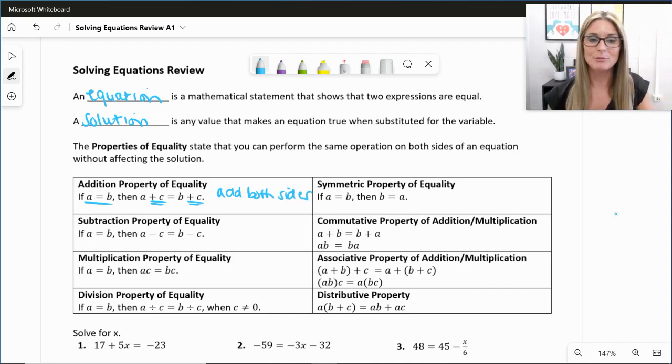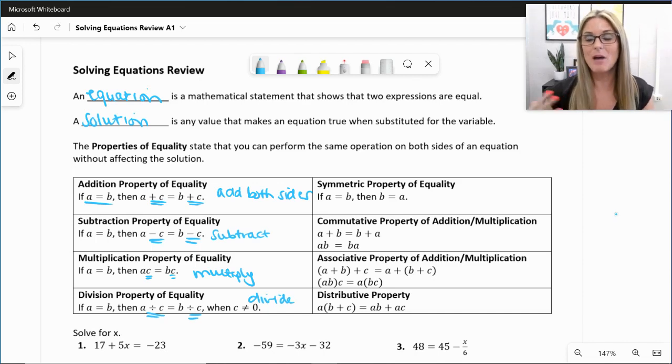The second property, subtraction property of equality, same thing. If A is equal to B, then I could subtract C on both sides and still have a balanced equation where the values are the same on both sides of that equal sign. Multiplication property of equality, I could multiply both sides by C. And then division, you guessed it. I could divide both sides by C on my equation and it would remain balanced as long as we're not dividing by 0, because that's not okay in mathematics.